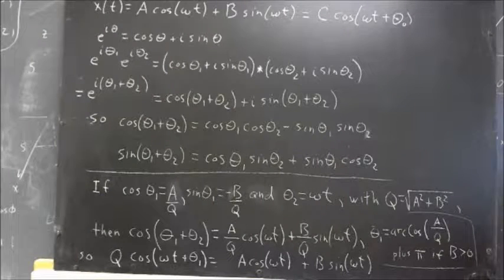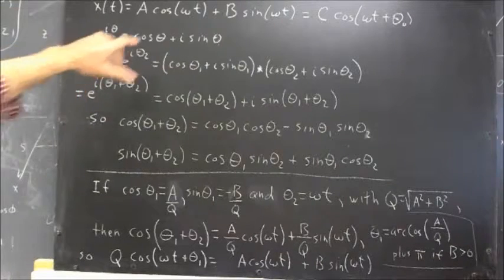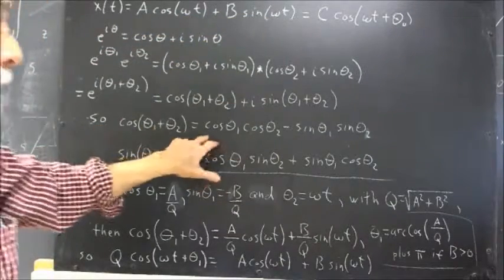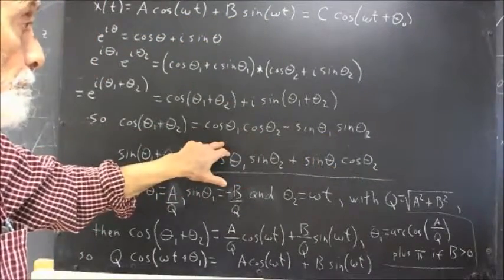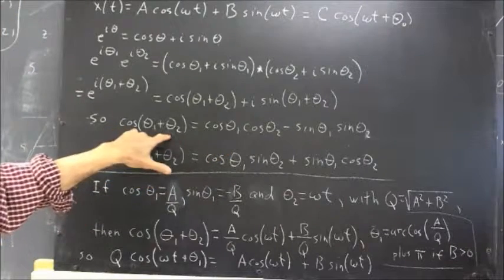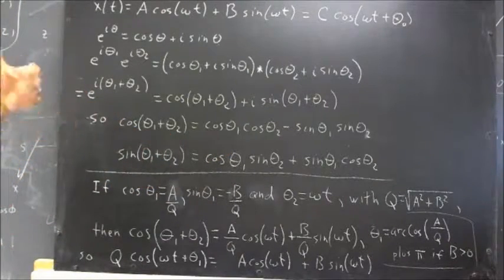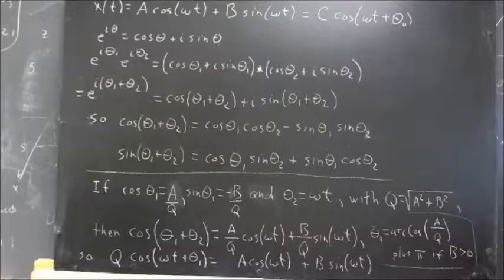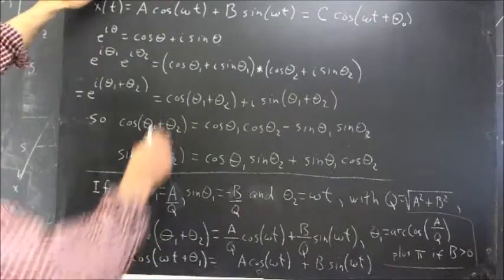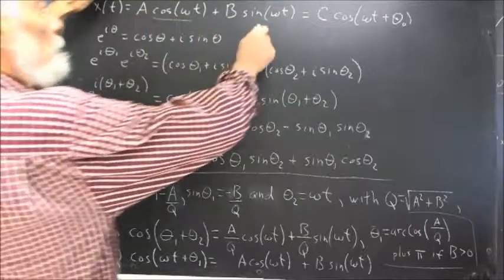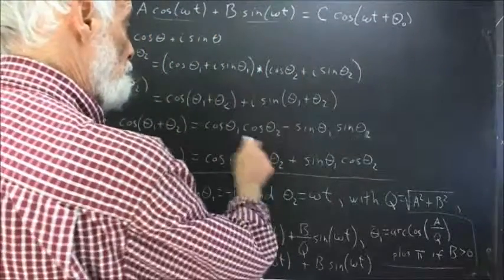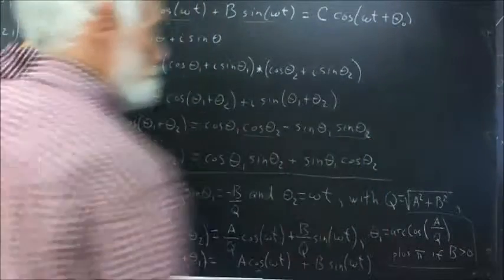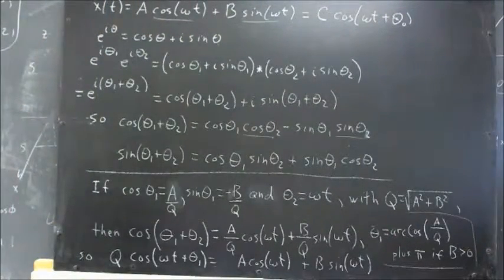So what we want is a cosine of omega t plus b sine of omega t to be this side of the equation, and then this side is going to become C cosine of omega t plus theta naught. Now, how do we do that? Well, what we have is a times the cosine of something and b times the sine of something. Here we have something times the cosine of theta 2, something times the sine of theta 2. Okay?